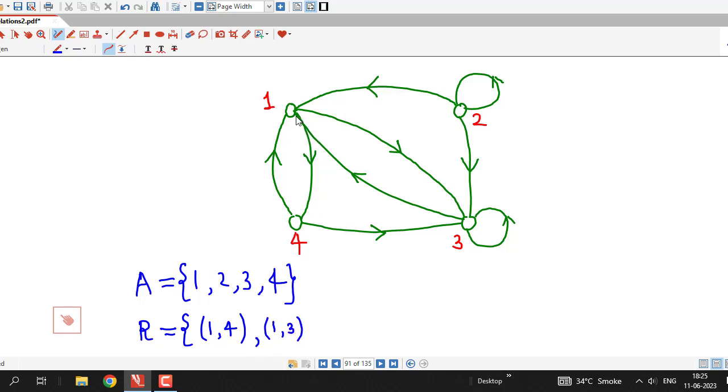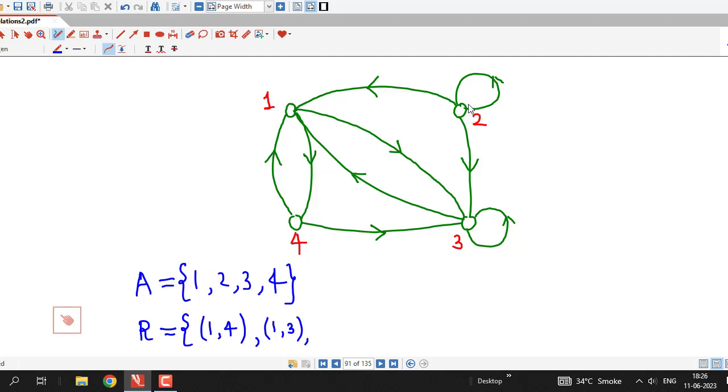I will go for each and every vertex. I am starting with 1 and I am writing the ordered pairs in which the first element is 1. Or I am deciding that 1 is related to which elements of this set. So from this arrow I can say that 1 is related to 4 and here 1 is related to 3, and there is no other arc which is having initial vertex as 1.